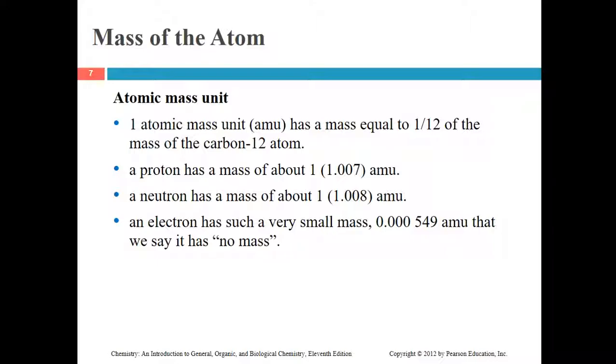Now, a neutron has a mass of about the same amount. We'll just call it 1. Protons and neutrons both have mass. Now, if you were in physics class, you would say, okay, the neutron has a little bit bigger mass. Well, in chemistry, at this level, we'll just say they have about the same mass. We'll also say that an electron's mass is so small, look at this number, 0.000549 atomic mass units, that in chemistry we're going to say it has no mass. You go across the hallway and take a physics class, they're going to be using the mass and the very small numbers to do different calculations.